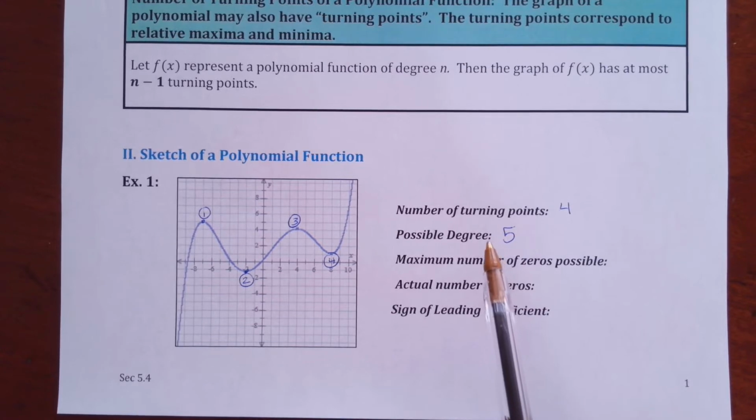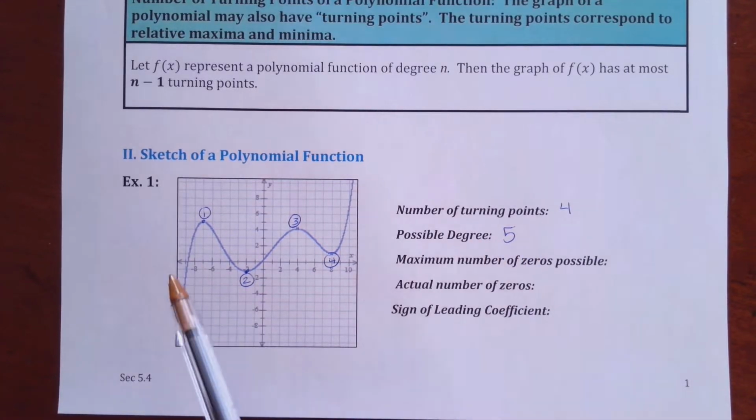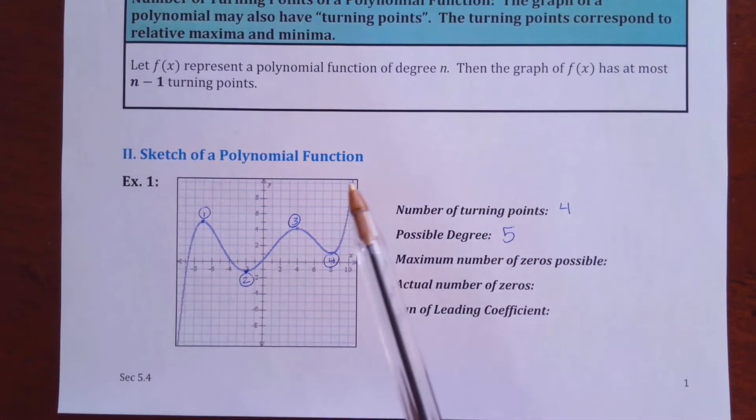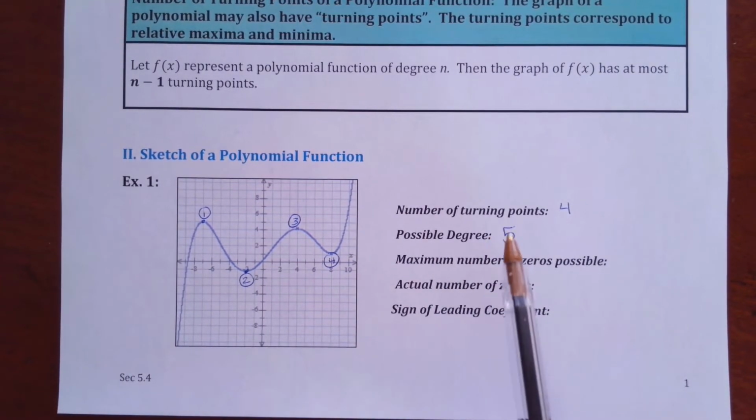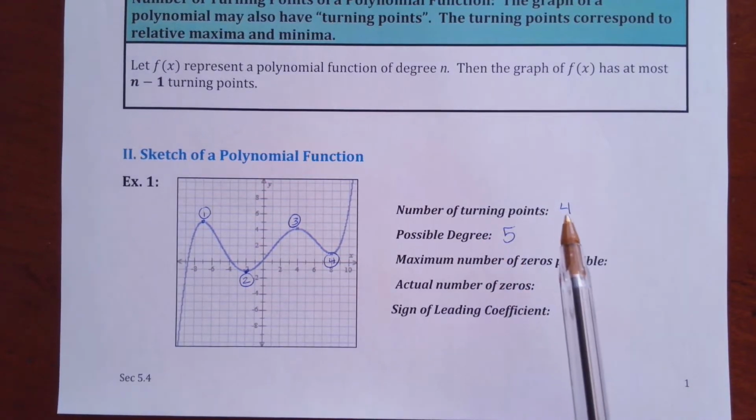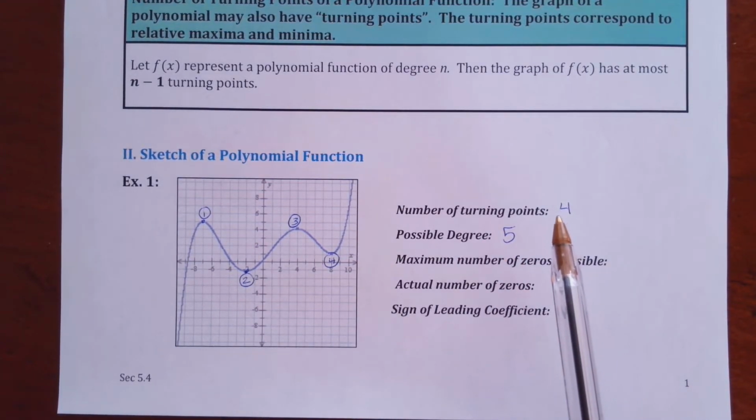So why can't it be 6? Well, that's because of the graph. Since the end behaviors are doing the opposite thing, remember this degree has to be odd, and it can't be 3 because this was 4. Okay, so these kind of go hand in hand, just so that makes sense to you.